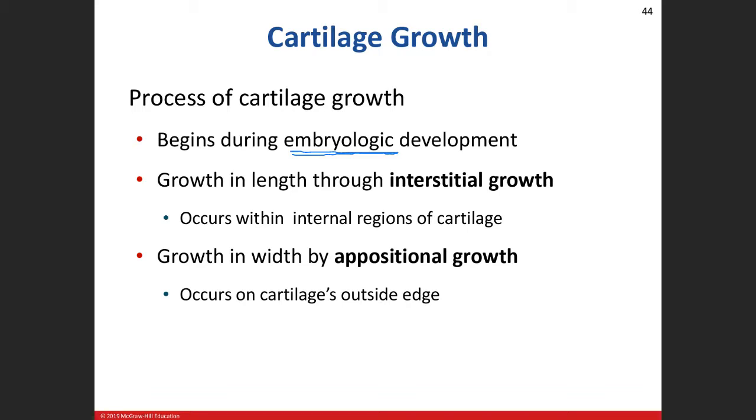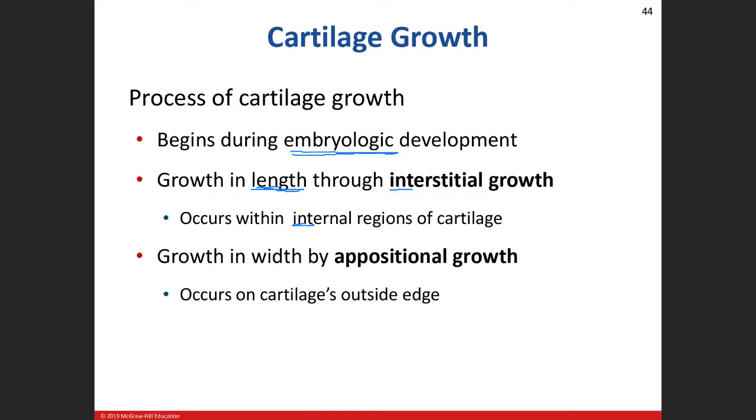So there's 2 types of growth that occur. Interstitial, all right? I remember interstitial, INT, means the growth occurs inside of the cartilage, internally. Okay? So because of that, the cartilage lengthens. So interstitial growth is the lengthening of the cartilage through internal growth of that cartilage.